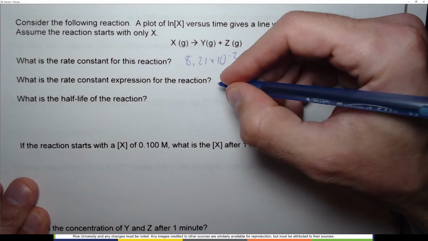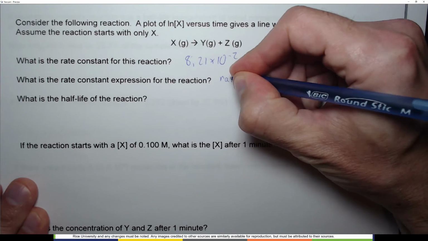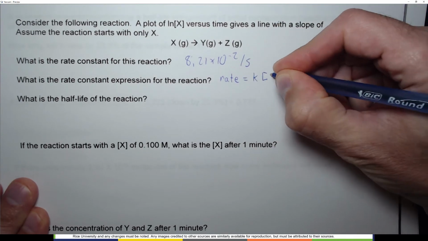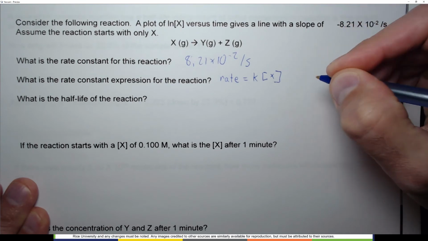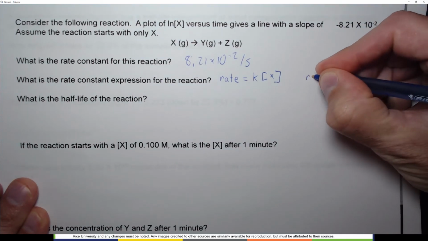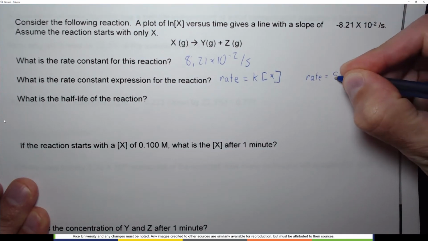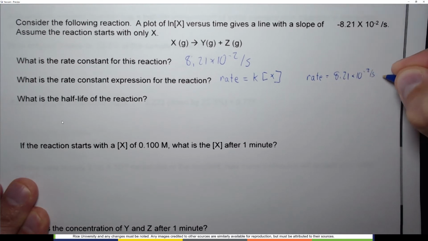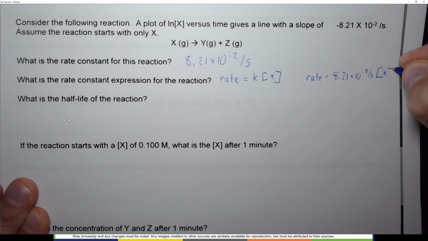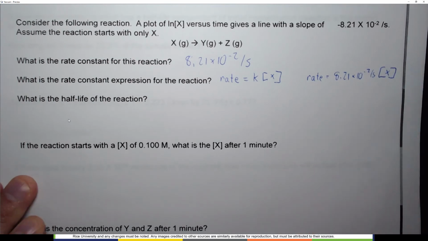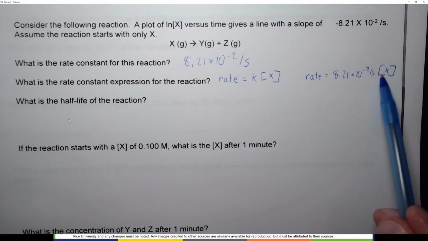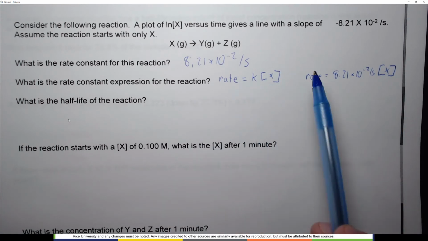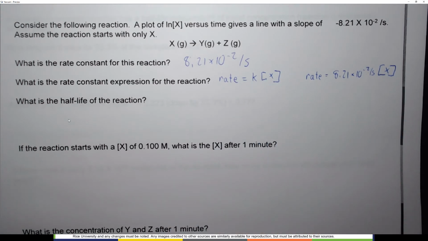Now that I know this, I can write the rate expression. There are basically 2 ways to do this. Since I know it's first order, rate equals k concentration of x to the 1. Or if you prefer, you could write it as rate equals 8.21 times 10 to the minus 2 per second times x, because we know k, all right? Whether you put it this way or this way, I think it's arguable. It depends on what the question is asking. I'd probably write it this way, but I don't think this is wrong as well.